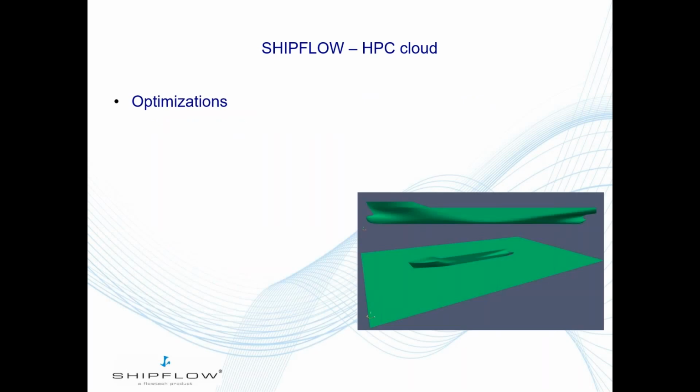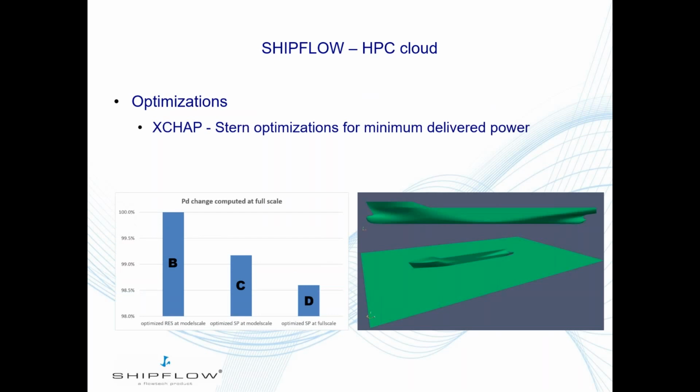And then a very interesting application is optimization, and we have started quite recently to work with optimizations of ship sterns, which is possible to do today. And in particular with a platform like Rescale, you can really make these optimizations. Another type of optimization could also be with a forebody to minimize the added resistance.